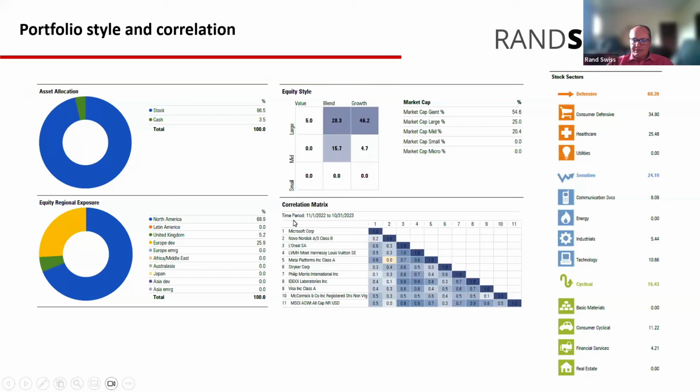All right. And then here's a correlation matrix in terms of the different stocks. So you can see Microsoft, which is obviously a tech, AI type of play. Novo Nordisk is more a pharmaceutical play. So you can see the correlation between them, and correlation goes up to 1, by the way.